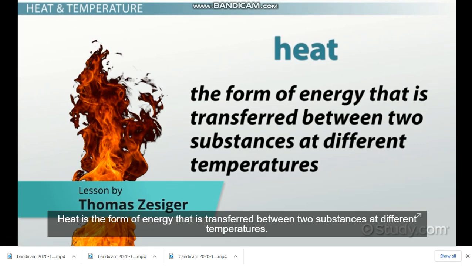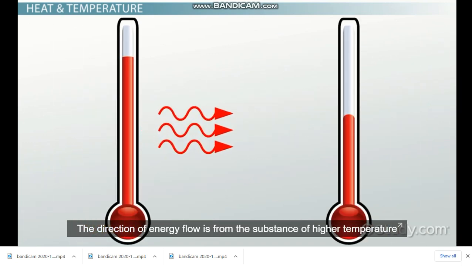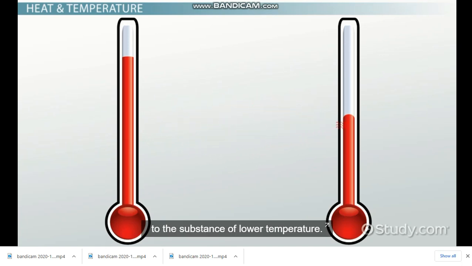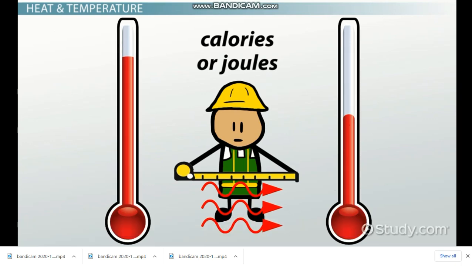Heat is the form of energy that is transferred between two substances at different temperatures. The direction of energy flow is from the substance of higher temperature to the substance of lower temperature. Heat is measured in units of energy, usually calories or joules.